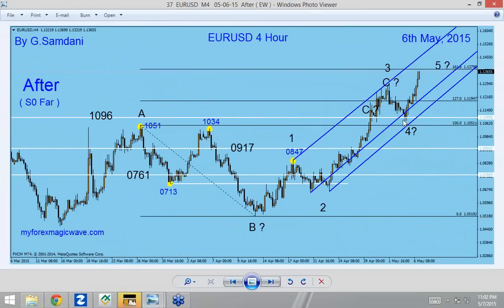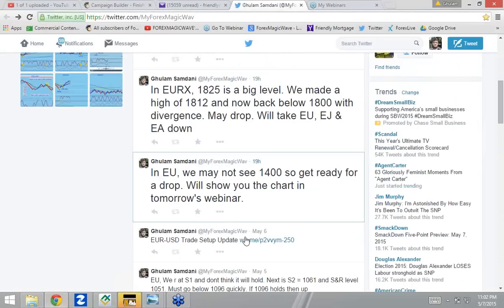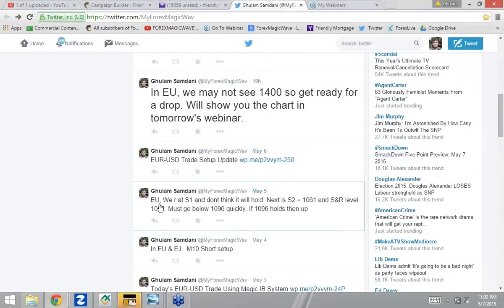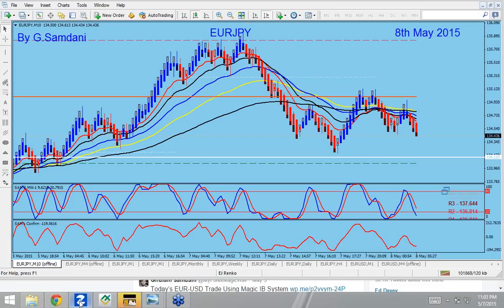Even when we were starting here, I tweeted that. Let me see if I can show you that 1096 number. Remember here, see EU, we are at S1 and I don't think it will hold. Next is S2, 1062, and then if 1096 holds, then up. So we were supposed to go to 1062, 1061, then come up to 1096 and go up. So 1061 was the key number to the downside, and guess what?